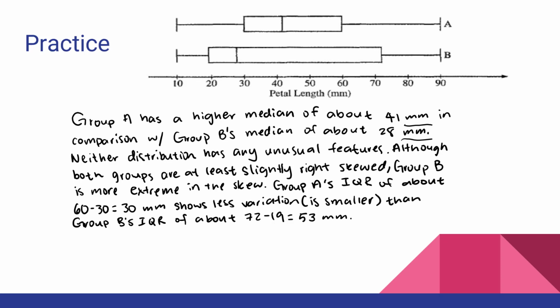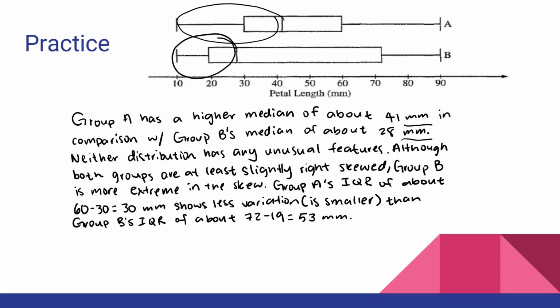Although both groups are at least slightly right skewed, group B is more extreme in the skew because you can see 50% of the data is all clustered over here, while for group A, 50% is here. You can see that it's definitely not symmetric for group A. However, it's way less extreme than group B.